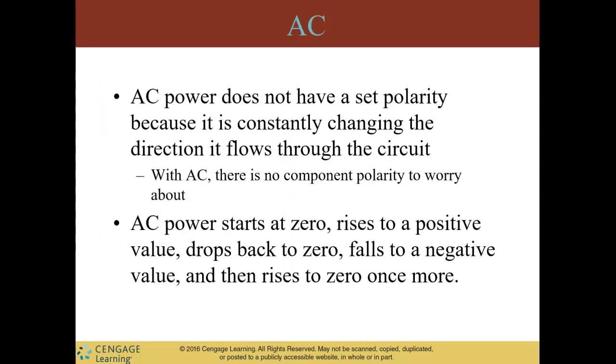So moving on to AC. AC is the type of power that we get when we plug an appliance, or in our case, a robot, into a wall outlet. This is alternating current, meaning that the flow of electrons is flowing back and forth rather than flowing in one single direction.